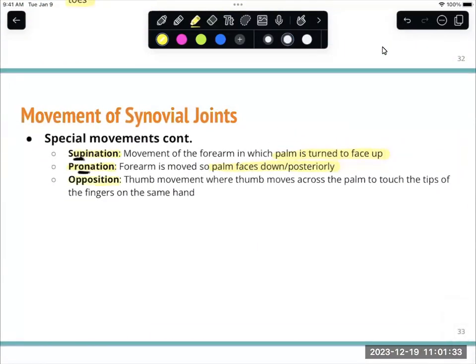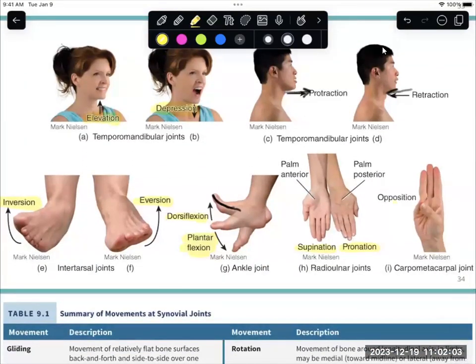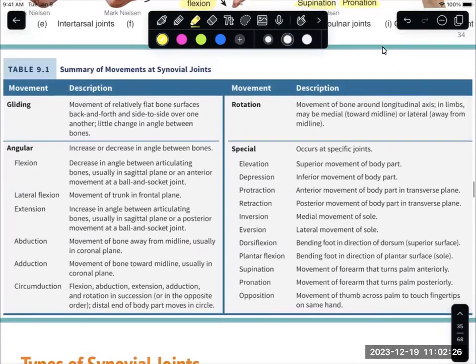And the last one is opposition. We are the only species besides monkeys and apes on the planet who can do this because we have that opposable thumb. This is a thumb movement where you can take the tip of your thumb and touch every single finger on your hand. They're showing it touching your thumb to that little finger, but you can do it with every single finger. So this goes through all of these different movements. This is just a summary of all of these movements on one nice chart from your textbook.